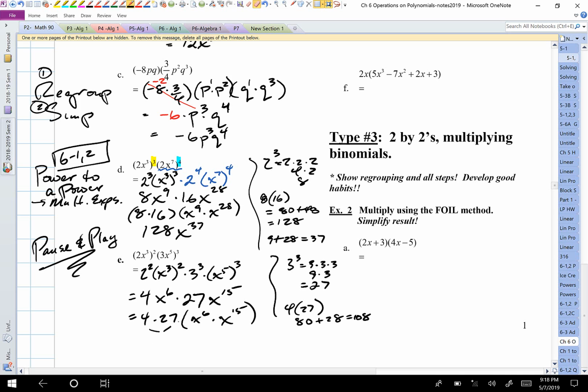4 times 20 is 80 plus 28 more, so that's 108. And then times x to the 6 plus 15, or x to the 21st power. All right, and that's all there is to it, guys.